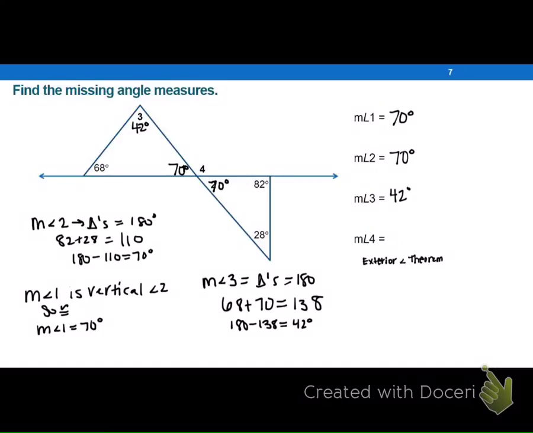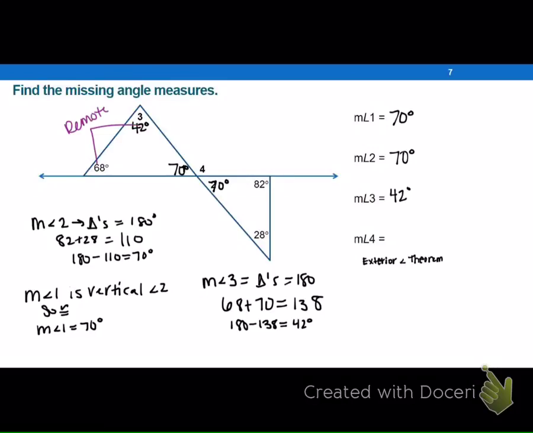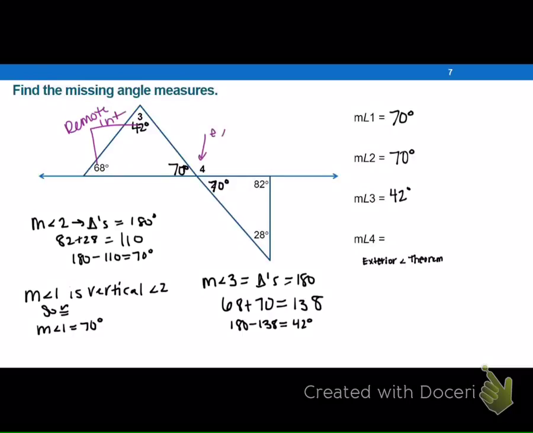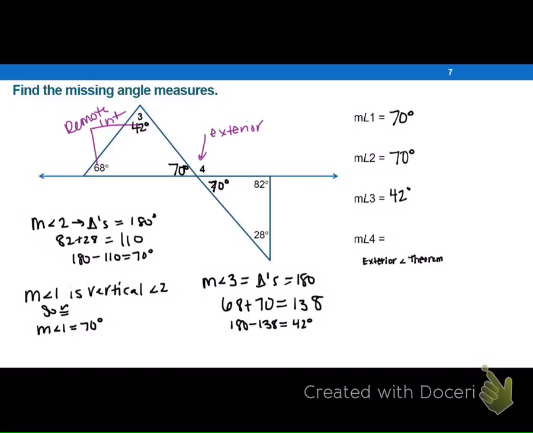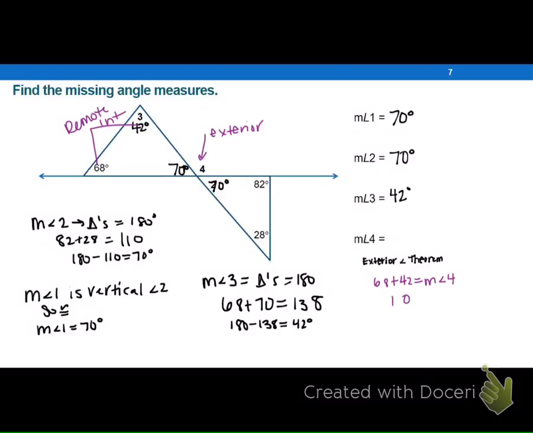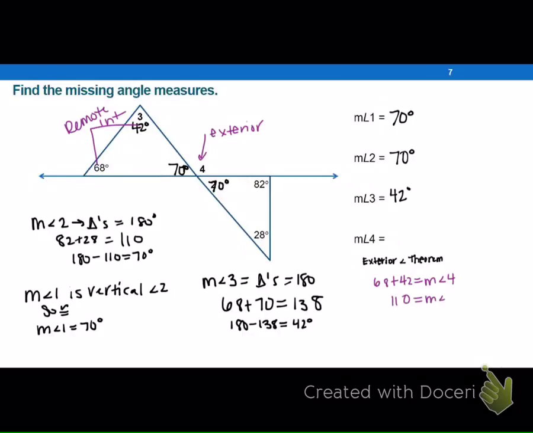So we know that these 2 angles are the remote interiors. And angle 4 is the exterior, so they have to add to that one. So 68 plus 42 equals 100, not 180, equals measure of angle 4.